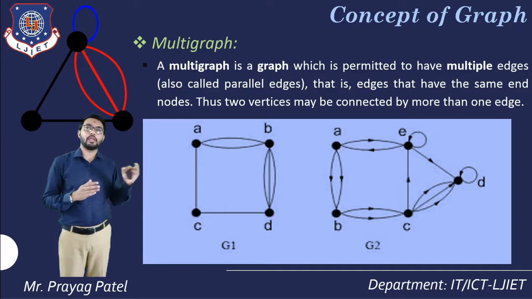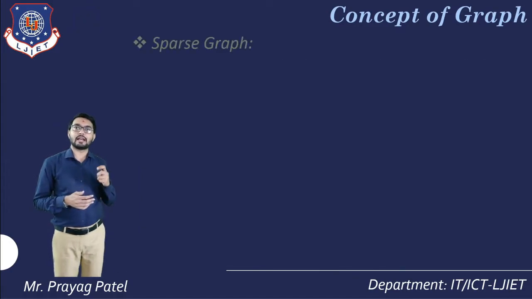But in A to E, here there are 2 edges, but one direction is from A to E, and the second direction is from E to A. So this is not considered a multigraph. Okay, now this is considered a multigraph.